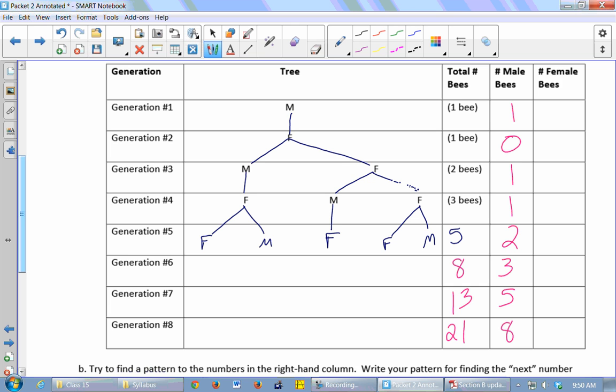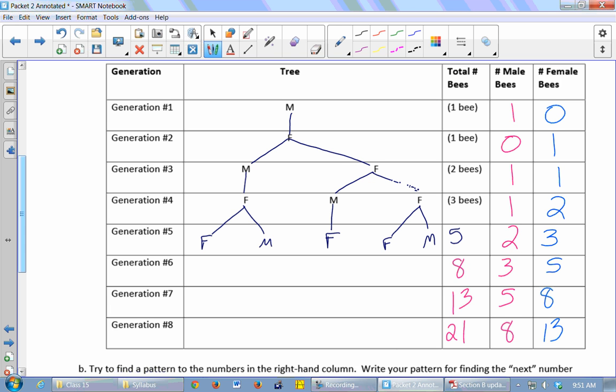Okay, so if we know the total number of bees and we know the number of male bees, you could just subtract to get the number of female bees, right? Or you could count them up in your list. So in this first generation, there are 0 female bees. And then 2 generations back, there is 1 female bee. And then there's 1 in generation 3, 2 in generation 4, and 3 in generation 5. And then we're going to have 5, 8, 13.